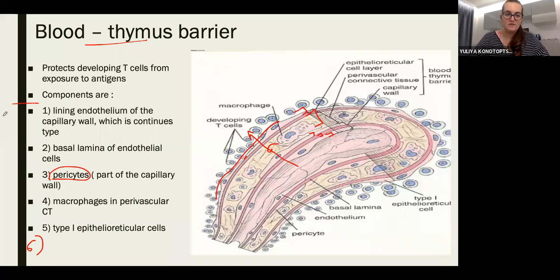You need to know it's the thickest barrier of all in your body. Nothing is more than 6 layers. Even your brain is 2 layers. Blood-brain barrier is just 2 layers. Blood-thymus barrier is 6 layers, okay? Blood-air barrier is 4 layers. Blood-placenta barrier is 3 layers. So this is the one that is like the thickest.